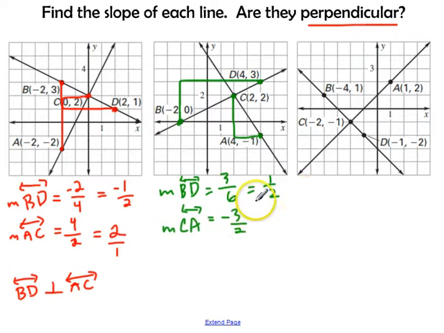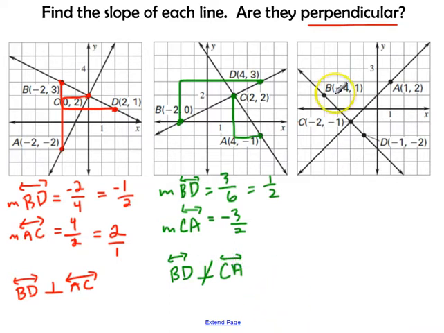So if you compare the slopes, one is positive and one is negative. So the opposite part's fine. So we need to check the reciprocal. 1 over 2 is not the reciprocal of 3 over 2. This should really be 2 over 1, or this one should be 2 over 3. So since they're not opposite reciprocals, we would say that line BD, and we make our perpendicular symbol and put a slash through it. So line BD is not perpendicular to line CA.